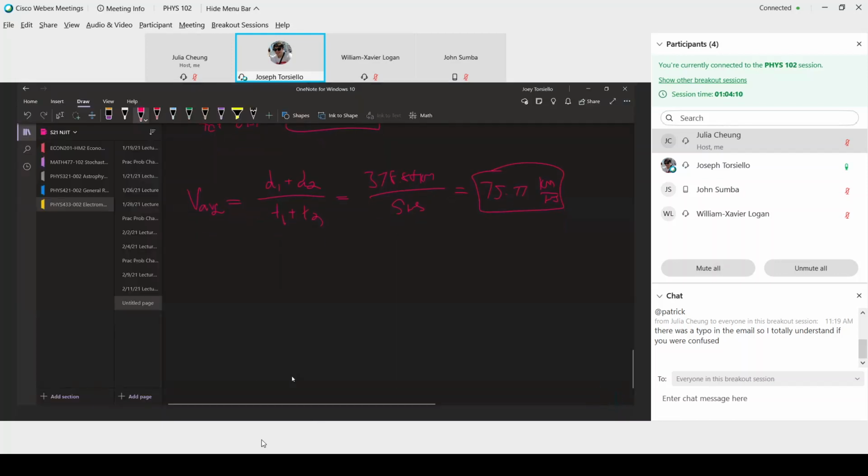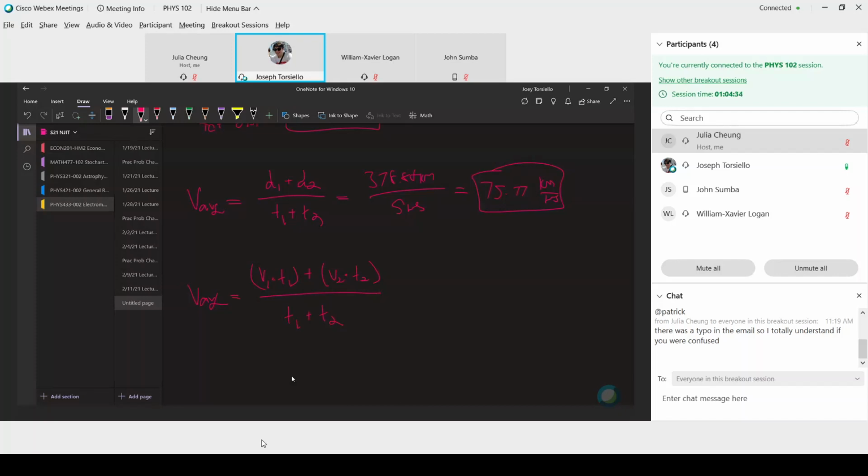In fact, I should write this down just in case it just asks for the average velocity. If it just asks for average velocity, and you have the information that you started off with, it would be this over t1 plus t2.